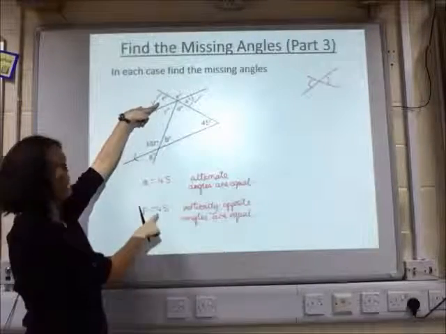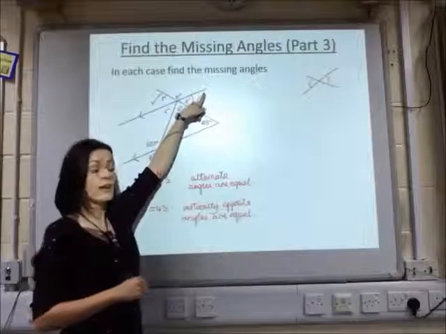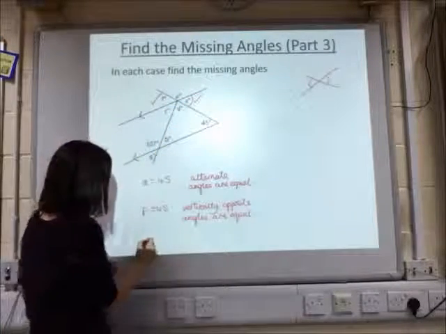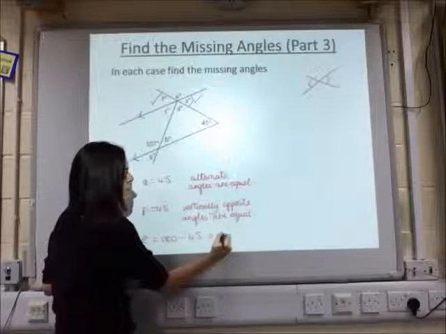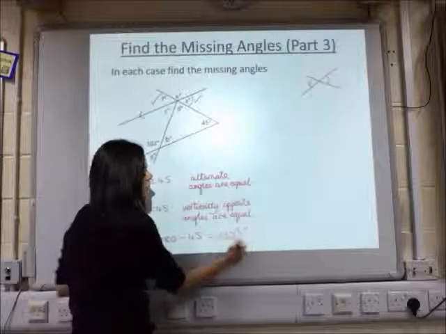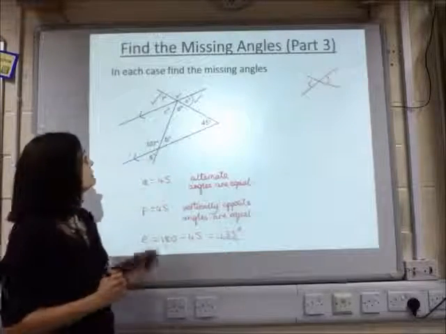Now that I know that F is 45, I can see that E and F are angles on a straight line, which add up to 180. So E is going to be 180 take away 45, 135 degrees, and we would write because angles on a straight line add up to 180.